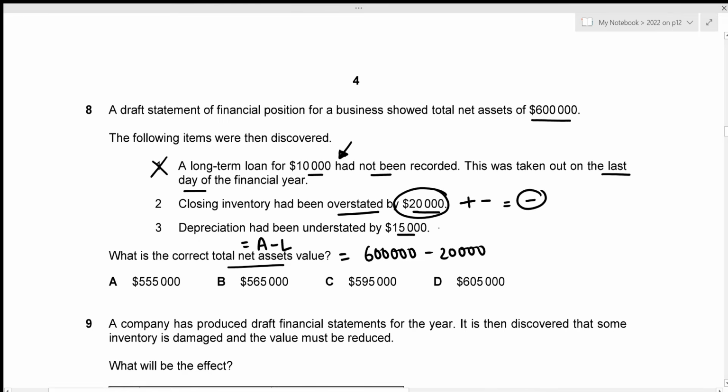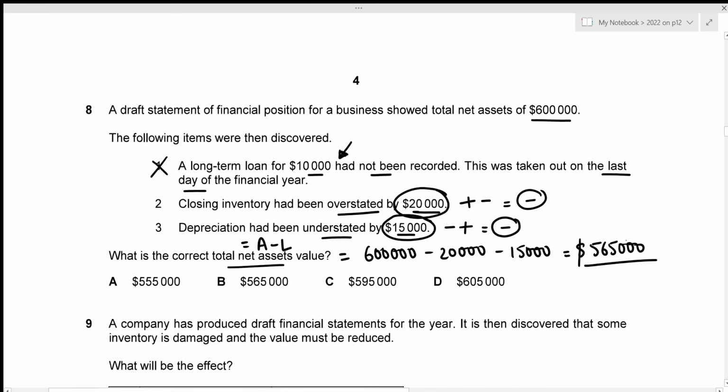Then the third item is depreciation had been understated by 15,000. And remember that depreciation's value is subtracted in the assets section. So that's a negative. And it had been understated, which means that this should be increased. So that's a plus. And a negative and a positive results in a negative, which just means that in order to figure out the correct total net assets value, we should be subtracting this amount of 15,000. Let's do that. Now this gives our correct total net assets value to be 600,000 minus 20,000 minus 15,000, which results in 565,000.